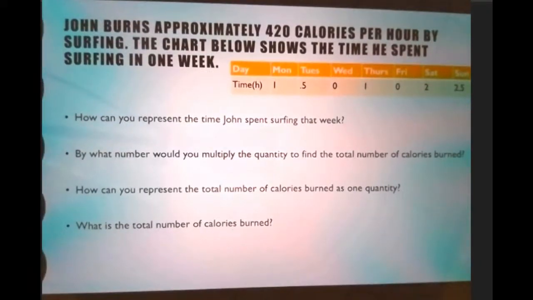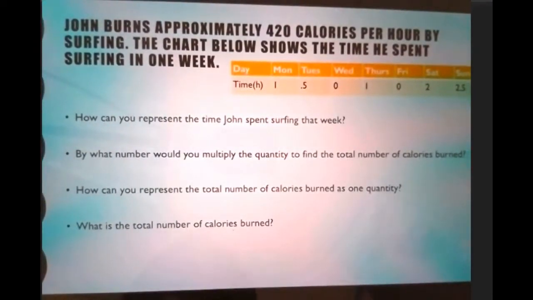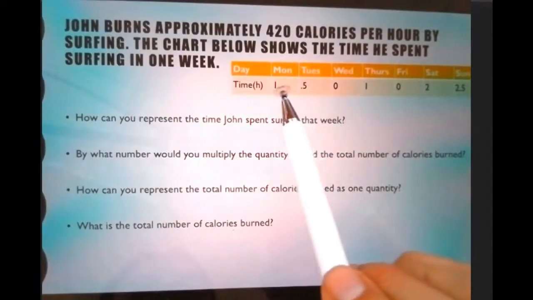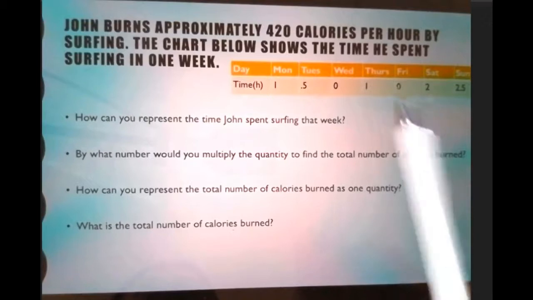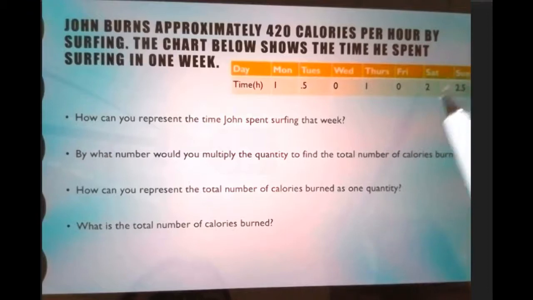So it says John burns approximately, and his name's not John Burns, it's that he burns, like as in the workout burns, approximately 420 calories per hour by surfing. The chart below shows the time he spent surfing in 1 week. So Monday he surfed for 1 hour, Tuesday a half hour, Wednesday not at all, Thursday an hour, Friday no hours, Saturday 2, and Sunday 2.5.